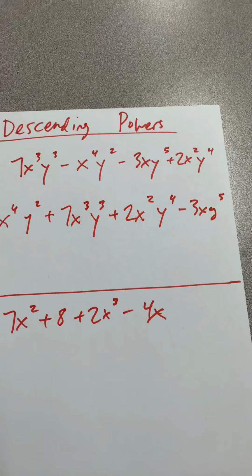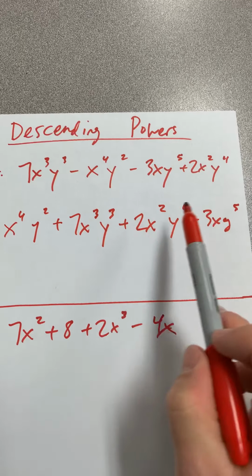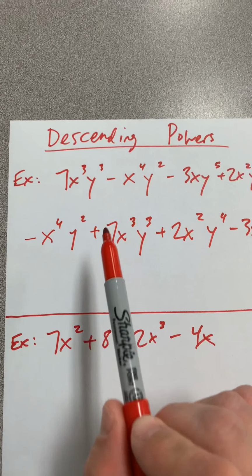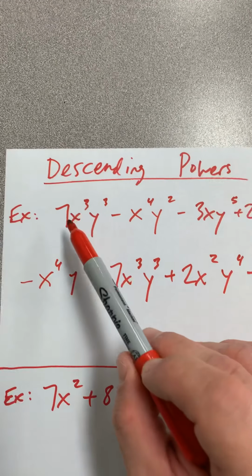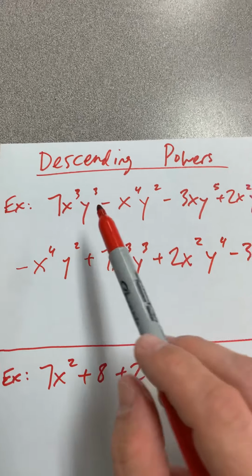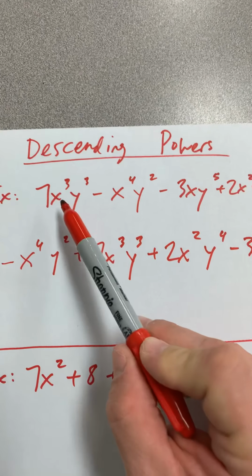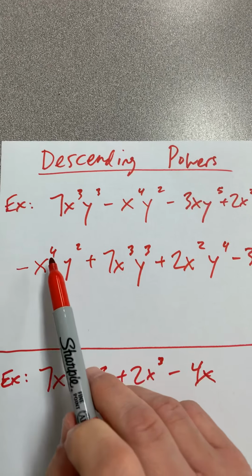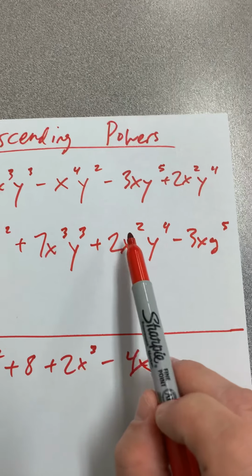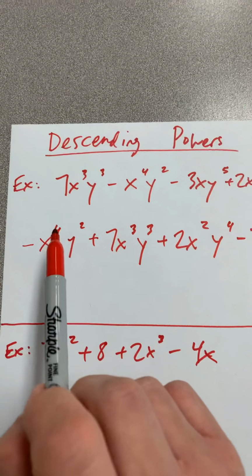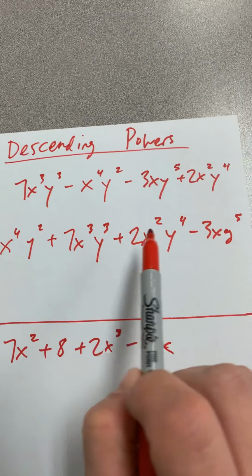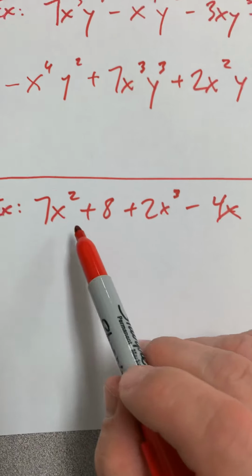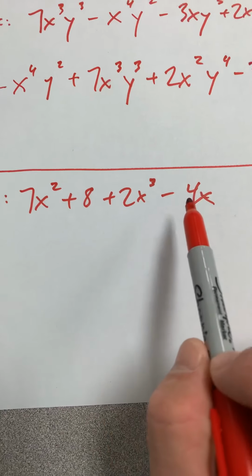The y terms don't matter right here. The powers of y don't matter. We're talking about descending powers of x. If this was like 7a cubed b cubed, then we would be talking about descending powers of a. So we're just dealing with the variable that comes first in the alphabet. And notice it goes x to the fourth, x to the third, x to the second, x to the first, descending powers, okay? All right, now let's look at this one. We have 7x squared plus 8 plus 2x cubed minus 4x.